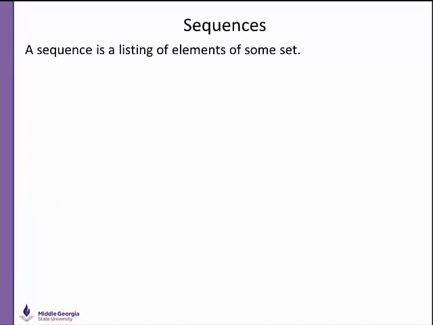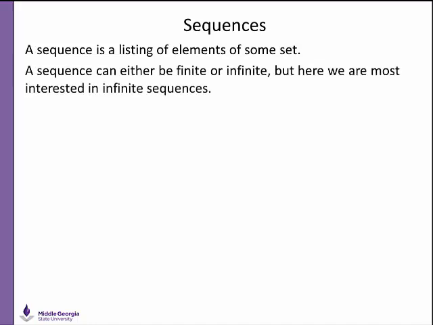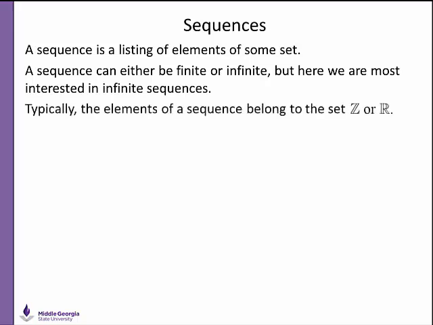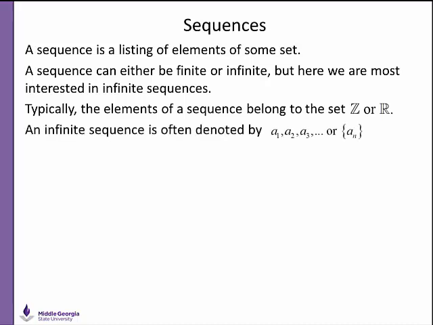Sequences. A sequence is a listing of elements of some set. A sequence can either be finite or infinite, but here we are most interested in infinite sequences. Typically, the elements of a sequence belong to the set Z, the integers, or R, the real numbers. An infinite sequence is often denoted by a sub 1, a sub 2, a sub 3, and so on, meaning going on forever, or by set brackets with an a sub n in them.